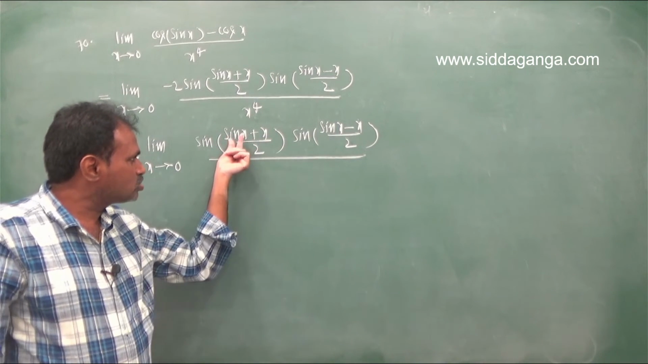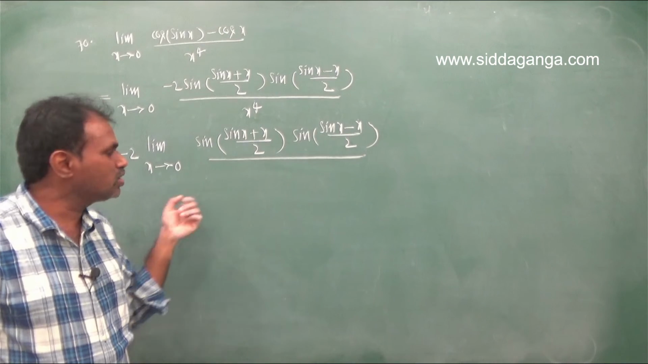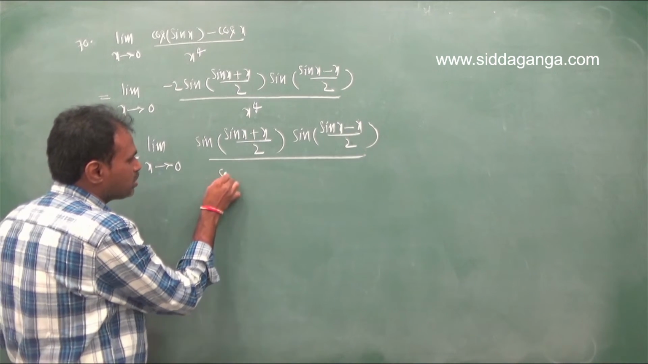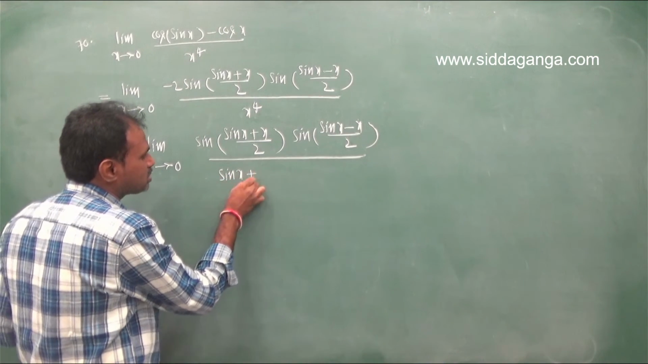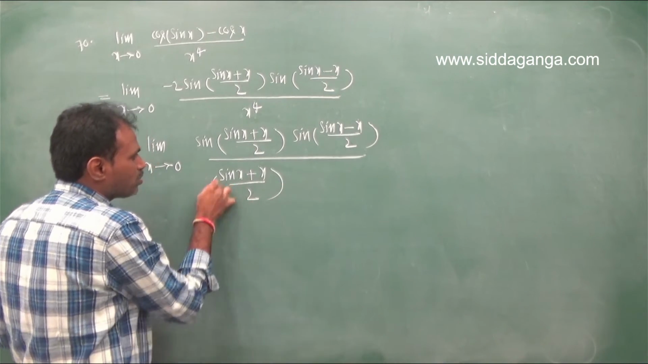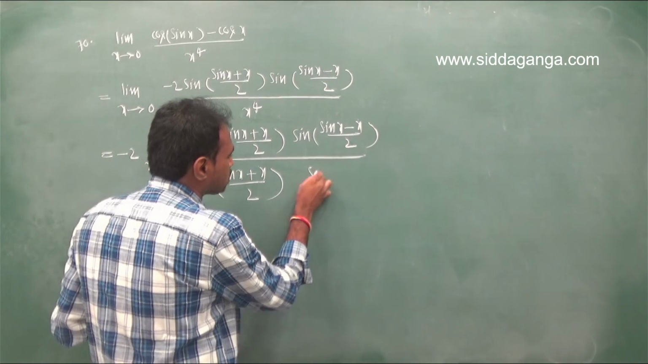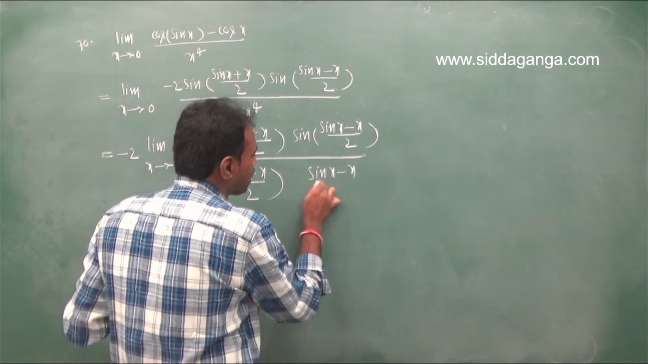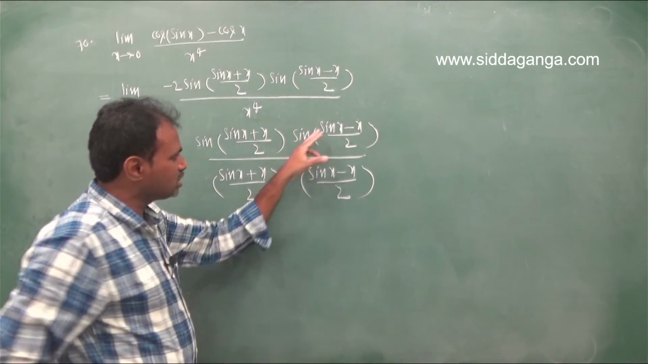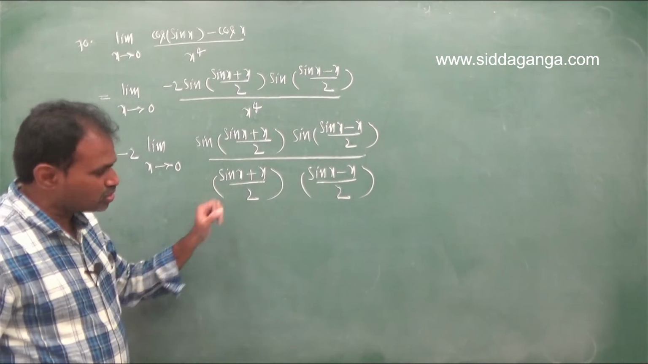Therefore the denominator also has sin x plus x by 2. Then we can write 1. Therefore I am dividing by sin x plus x by 2. And for this, sin x minus x by 2 is there. If here also sin x minus x by 2 is there, then this value you can write 1 and this value you can write 1.